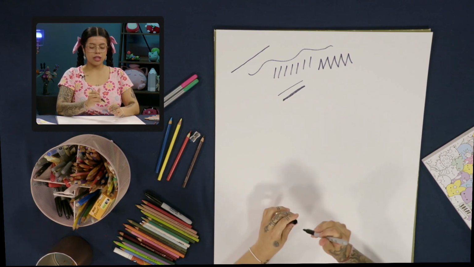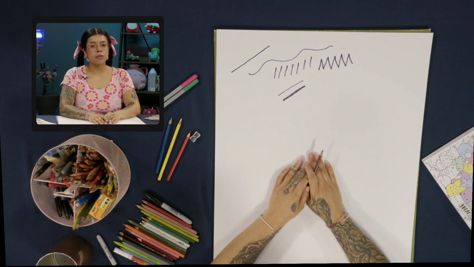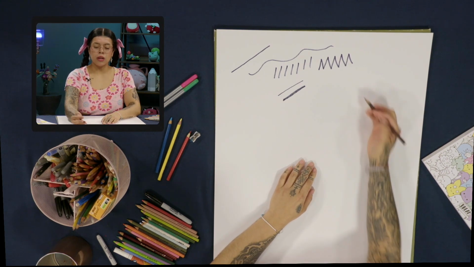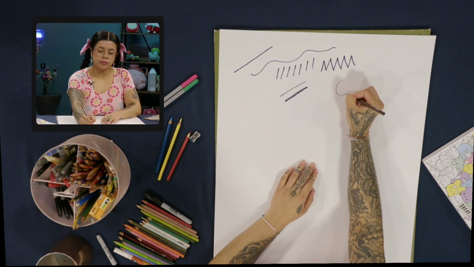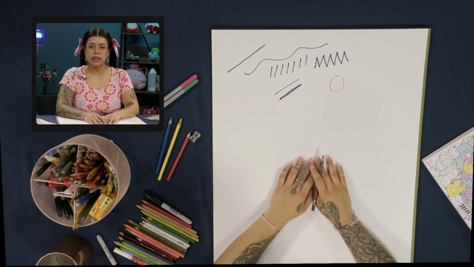Now let's go over to shape making. Shape making is really fun because different shapes can represent different emotions. Let's try out a circle. It doesn't have to be perfect. A circle makes me think of things that are complete or whole, kind of like happiness.